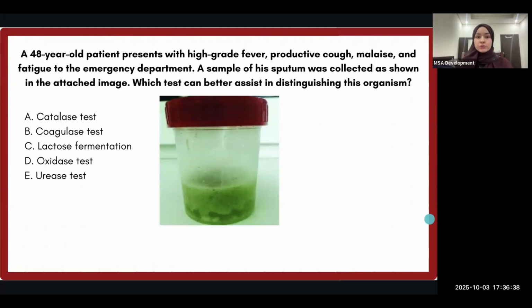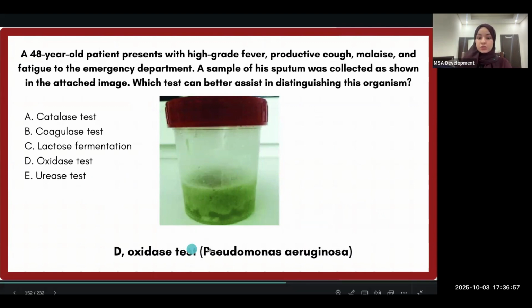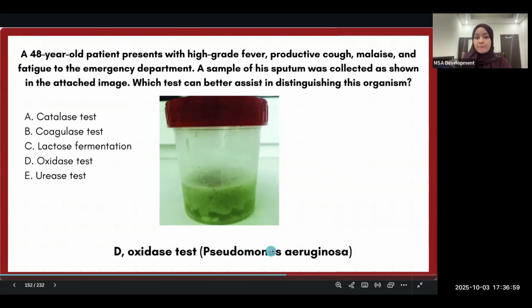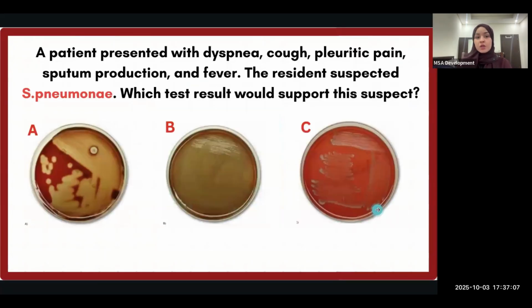A 48-year-old presents with high-grade fever. So you honestly don't need any of this, at all. You can see it from the image. What test can better assist in distinguishing this organism? So this is Pseudomonas. We said Pseudomonas was oxidase positive, so you can use the oxidase test to test for Pseudomonas. You can mostly solve this using process of elimination, because why would you need any of these? The oxidase test makes the most sense for Pseudomonas.